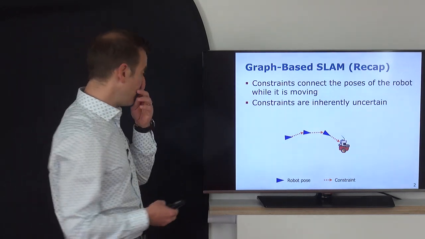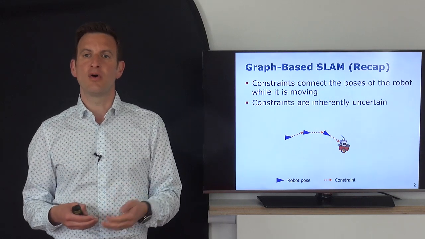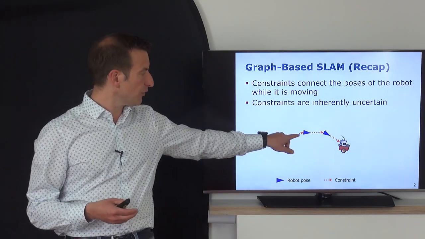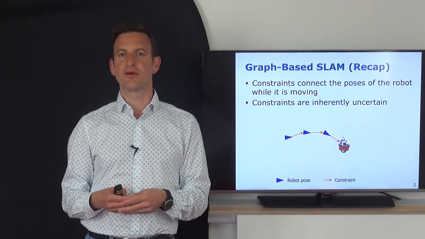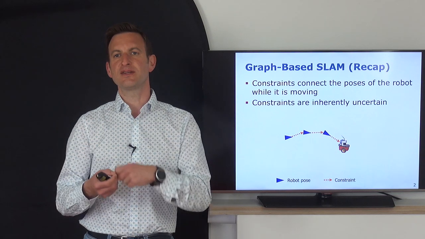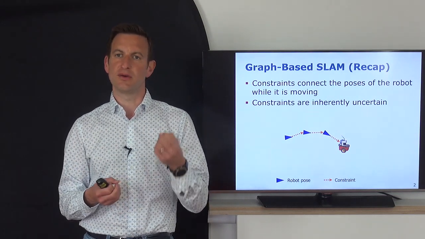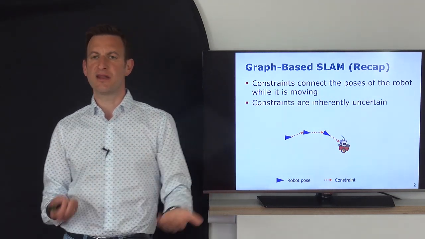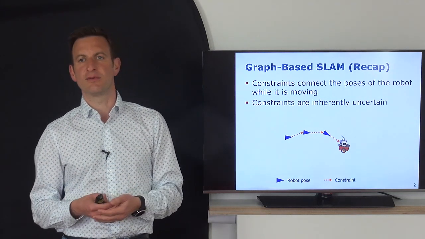So the robot moves through the environment, which we can see here. The blue triangles are poses of the robot at a certain point in time, and those small arrows over here represent those constraints or soft constraints. And those soft constraints give us some information how those poses should be separated from each other. So they describe a transformation between those two poses. They are inherently uncertain, and they typically stem from observations or from odometry measurements.